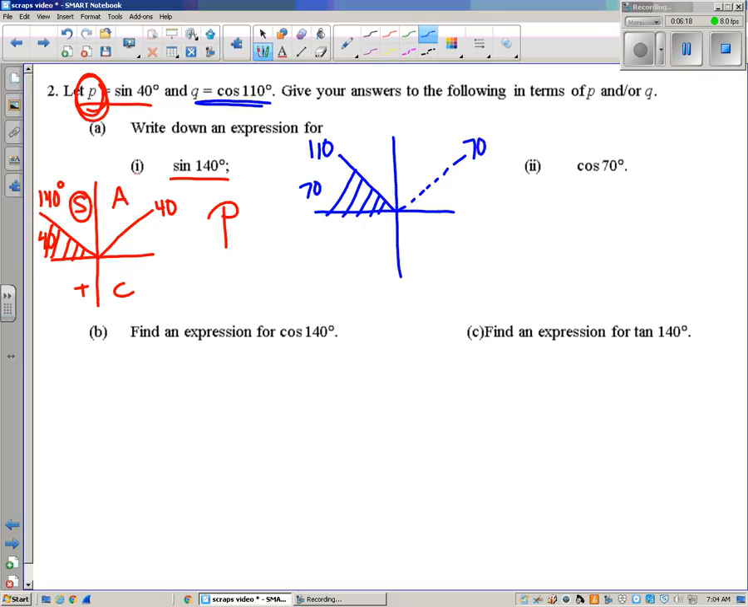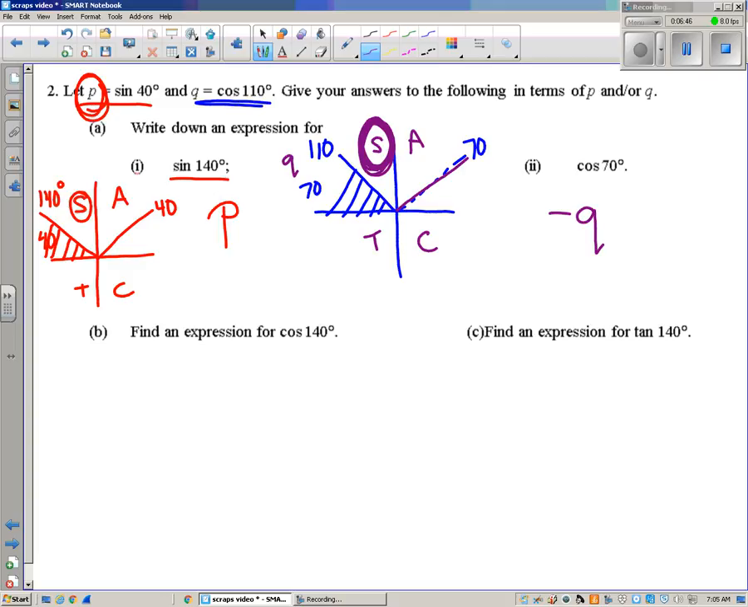What I'm going to have to consider here is that all students take calc. So if my value is Q in quadrant 2, that's probably the negated version of it because only sine is positive here. So if I'm going back into quadrant 1 now to get the cosine of 70, I'm going to have to take Q and negate it. So I get negative Q for the cosine of 70.